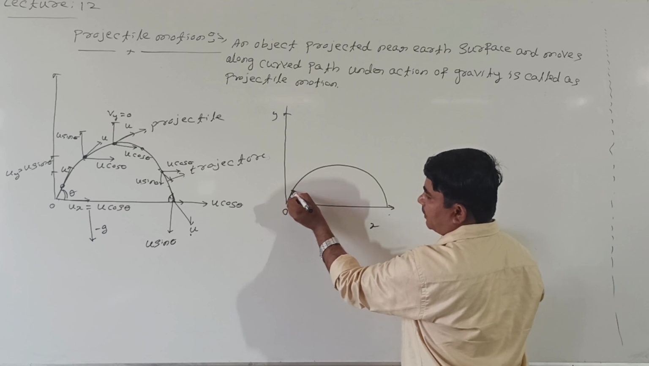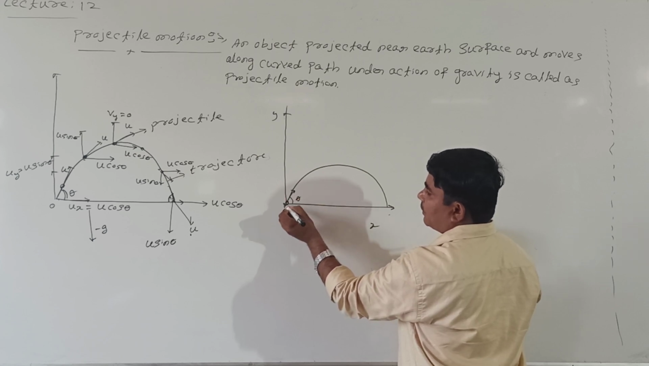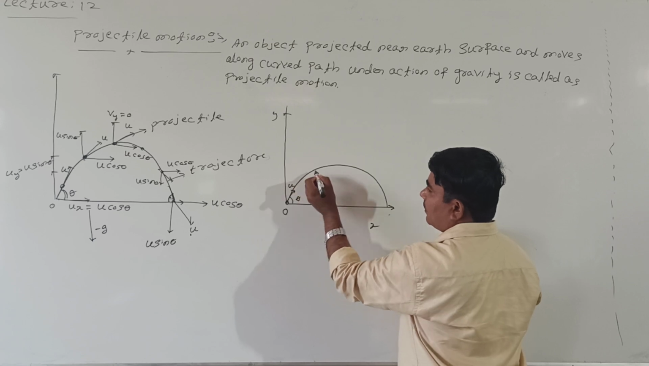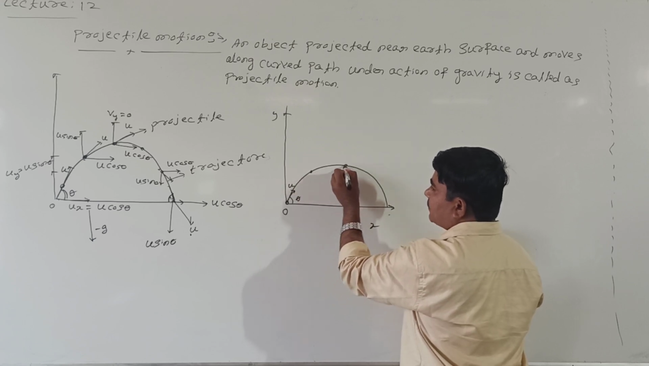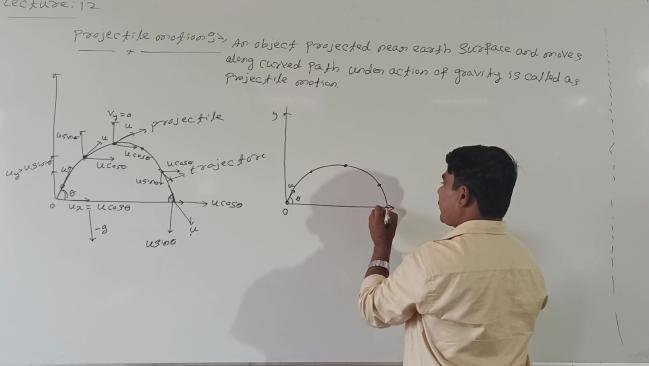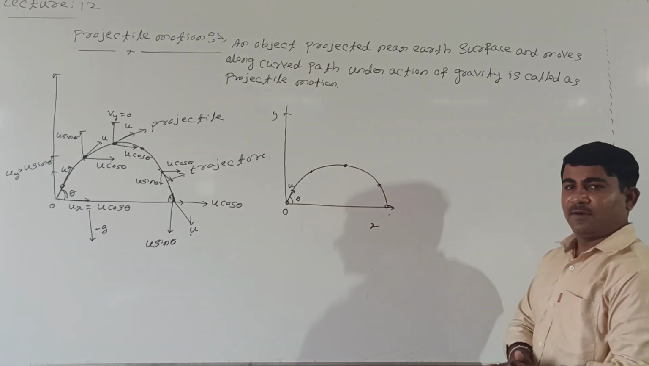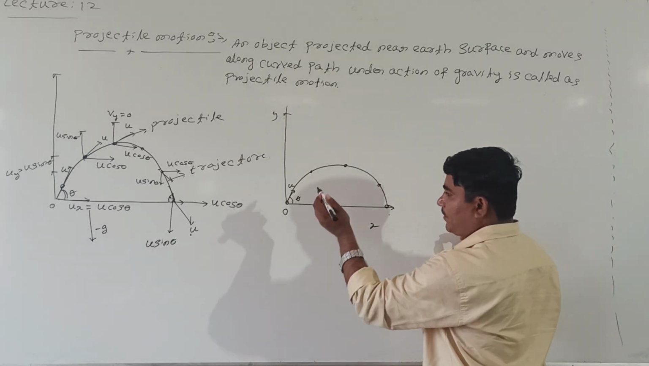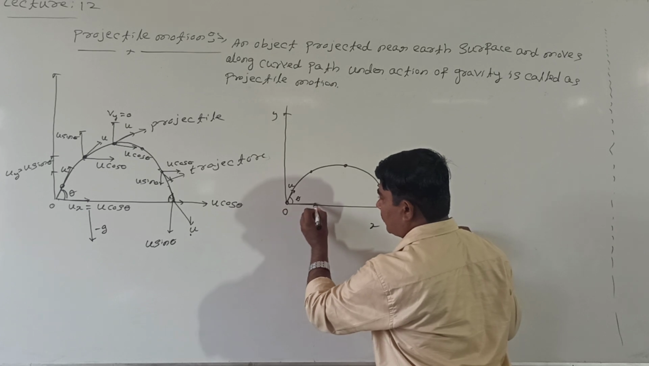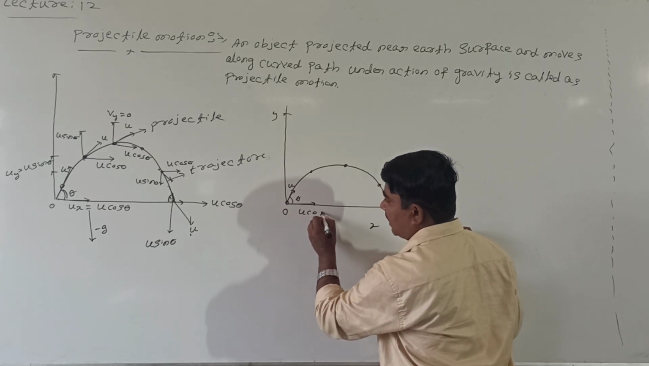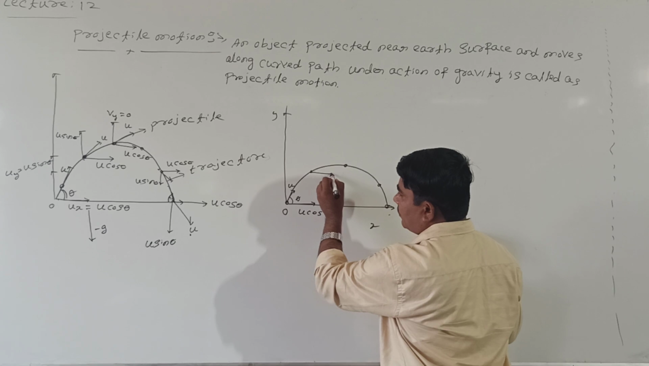The projectile is projected like this. This point projectile is there with initial velocity u. At this point projectile, at this point projectile. Similarly at this point, projectile available. What we say? At every point, velocity can be resolved. This one we are calling u cos theta.